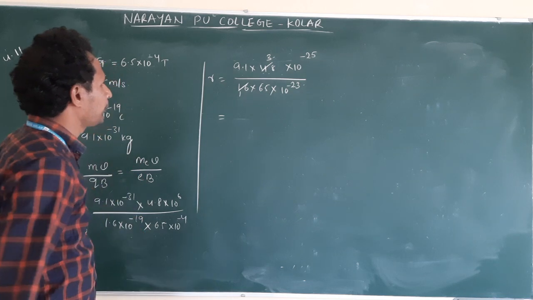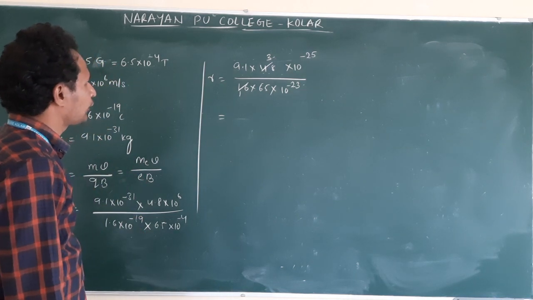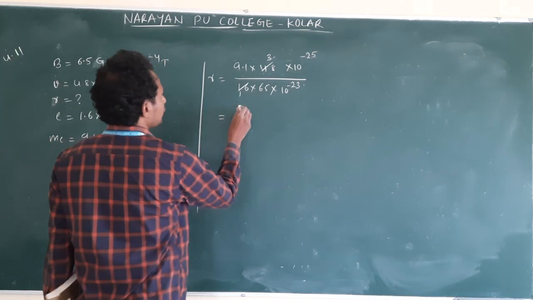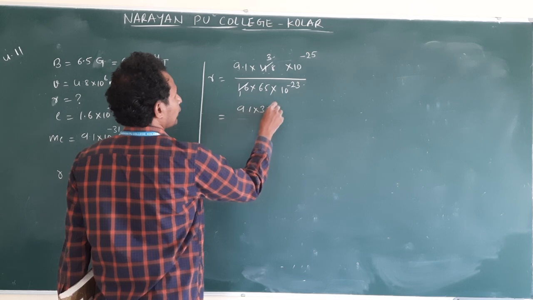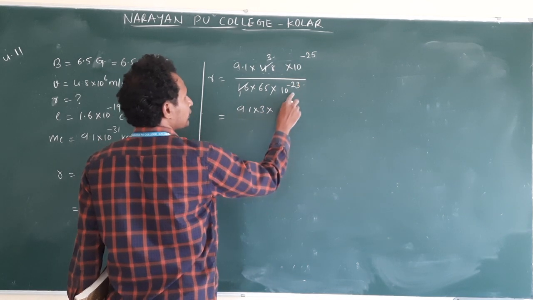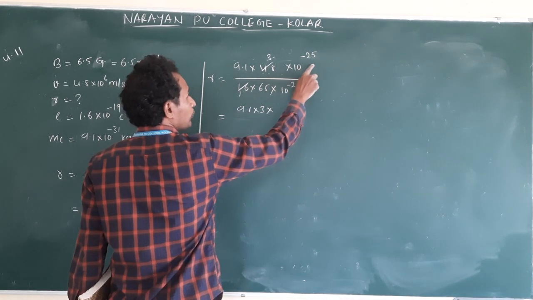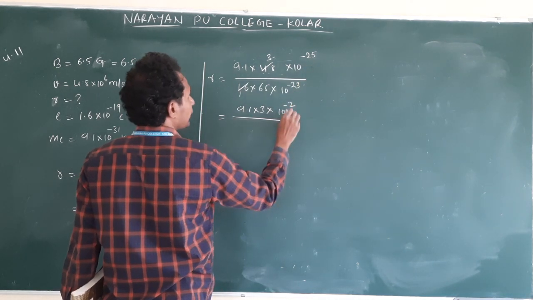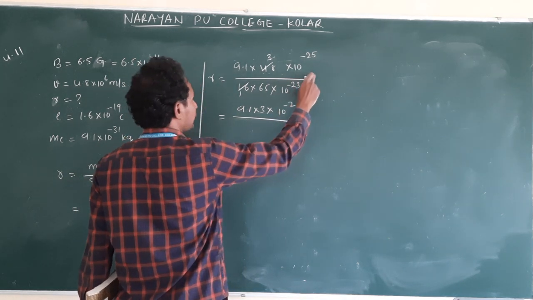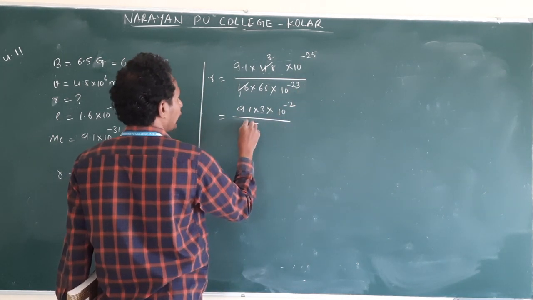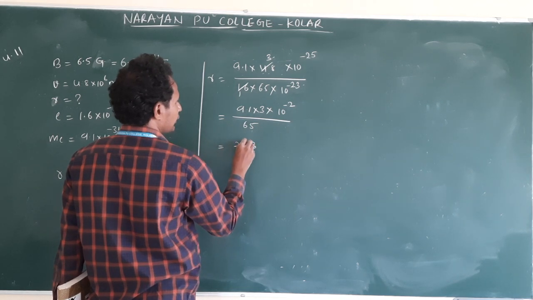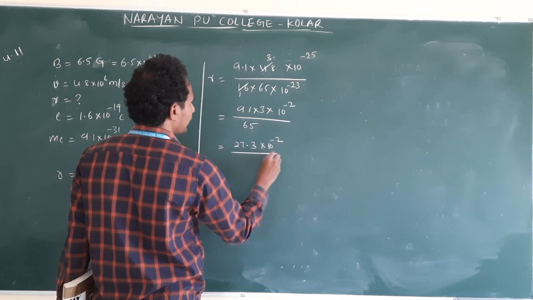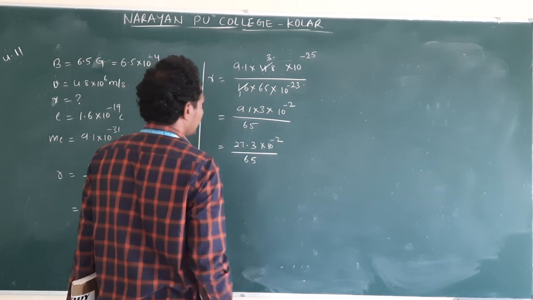Clear? Now any possibilities of cancellation? 65 is 13 into 5, no. So this 9.1 into 3 stays in the numerator. 10 power minus 23 goes up and becomes plus, so 23 minus 25 gives 10 power minus 2. So this is 327.3 into 10 power minus 2 by 65. Okay.